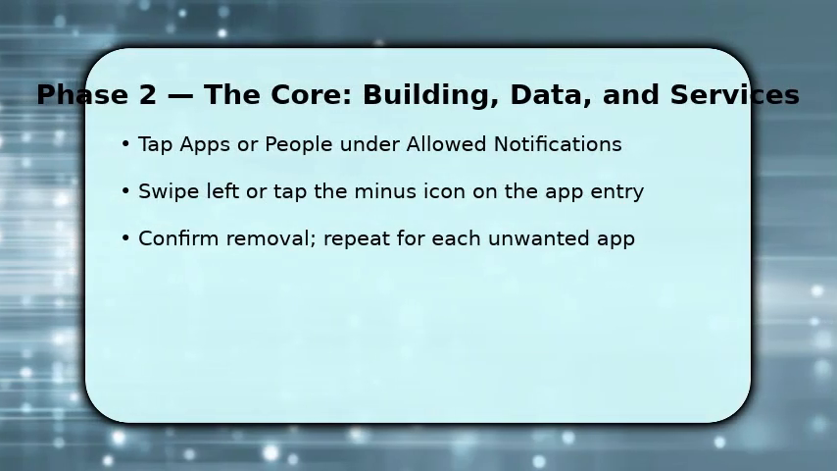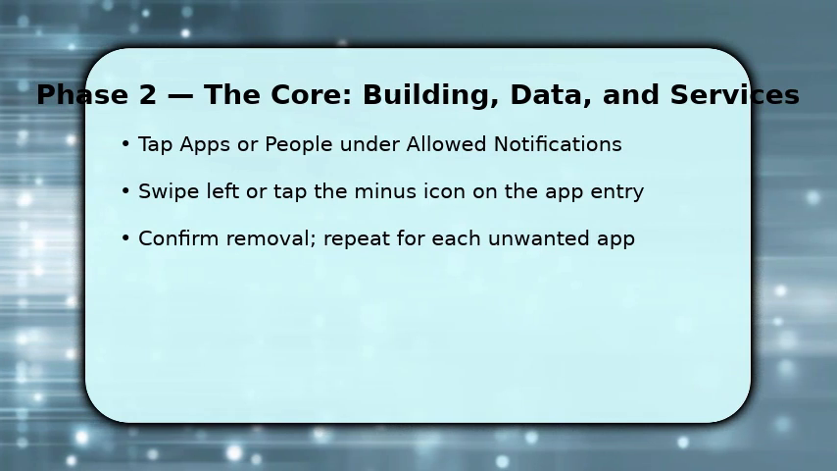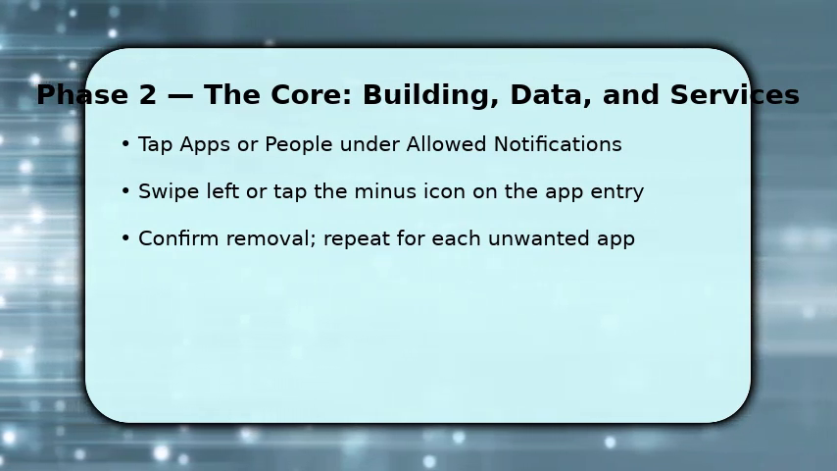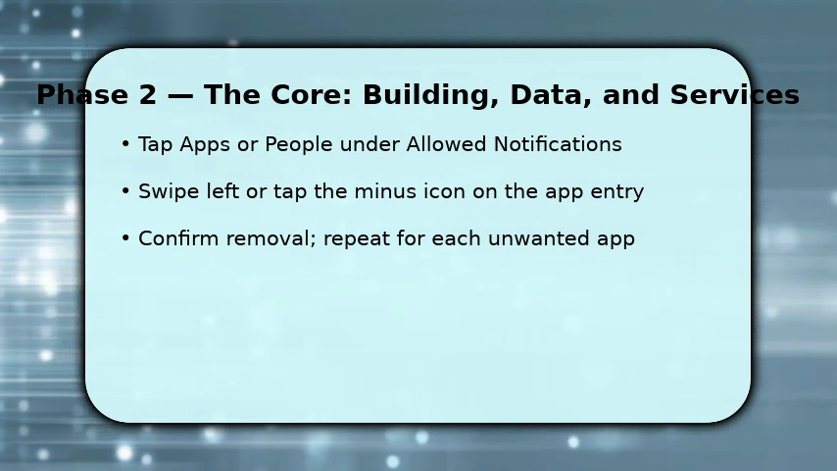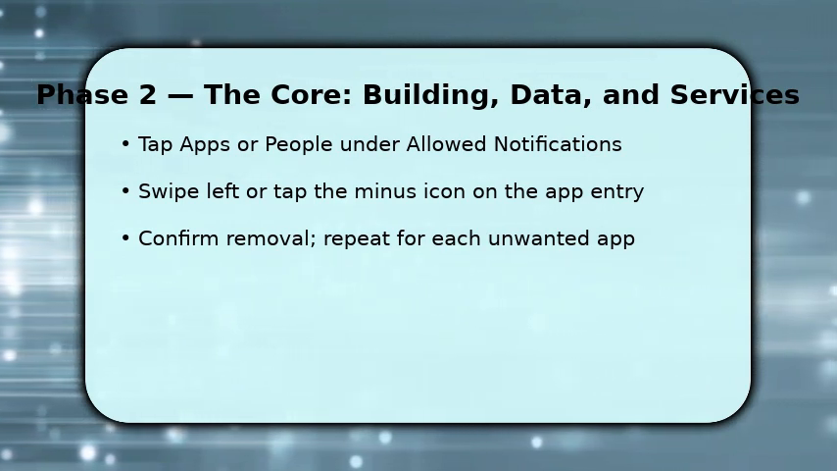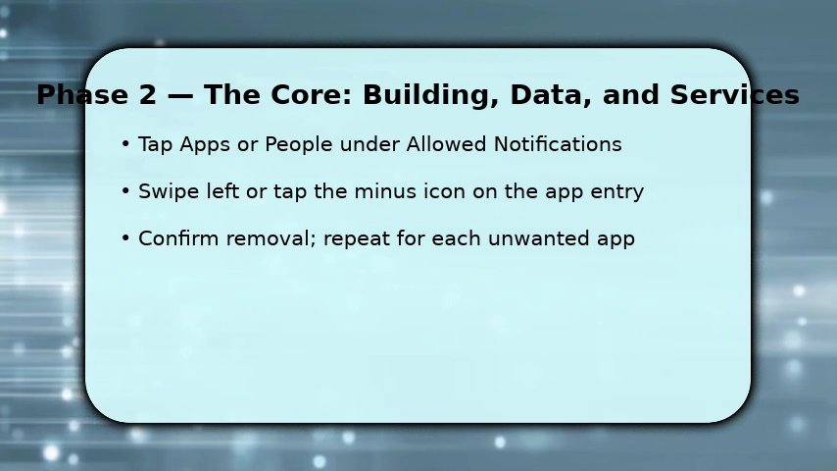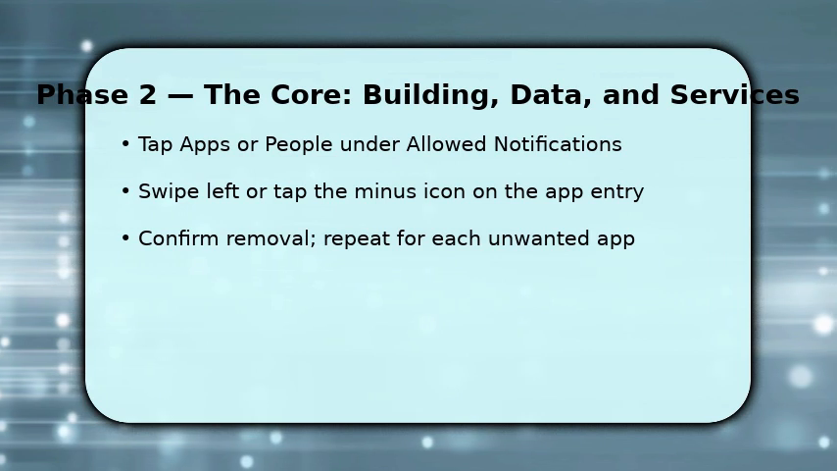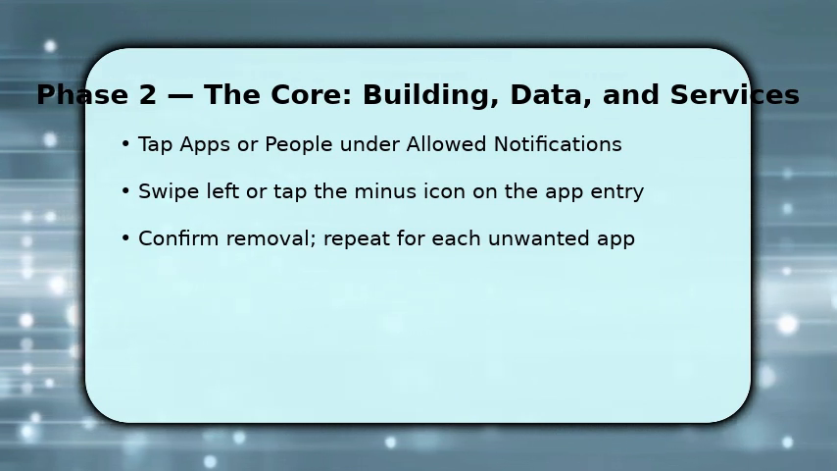Now remove apps. Tap the Apps section under Allowed Notifications, then locate an app you want to exclude. You can swipe left on the app name or tap the minus icon, then confirm removal. This immediately prevents that app from breaking your focus. If you have many apps, you can search inside this list to speed things up. Once done with one, move to the next.